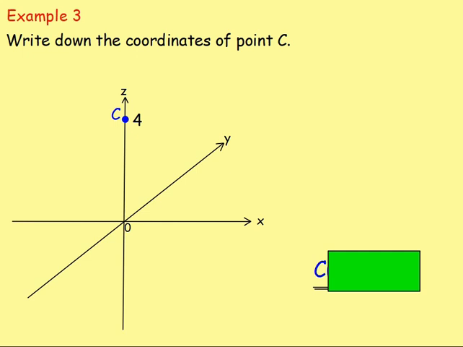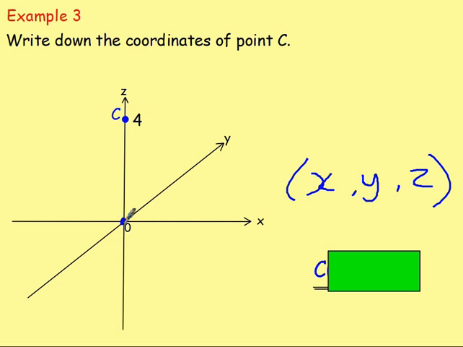Example 3, write down the coordinates of point C. So for point C, again, we're going from the origin. We're thinking how far along in the x value. How far back would we come with the y value? And then how far up or down with the z value? Again, you would put brackets around them and a comma between them.